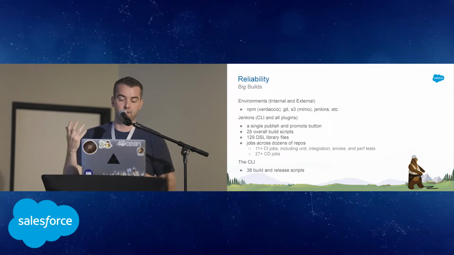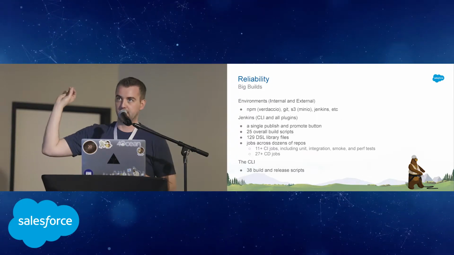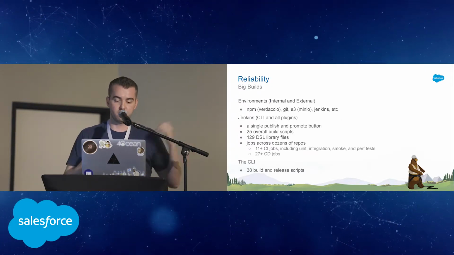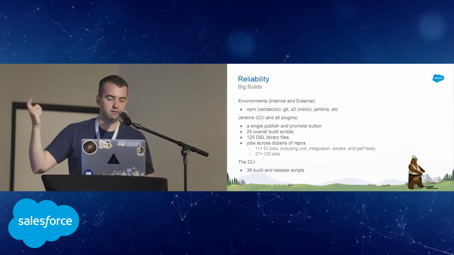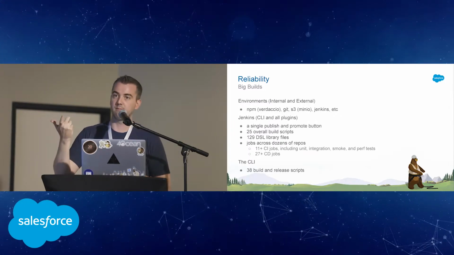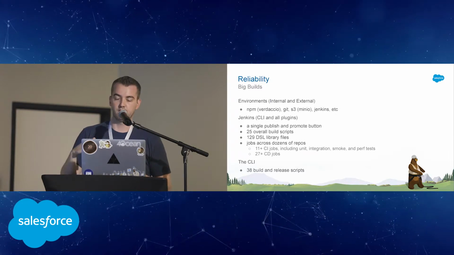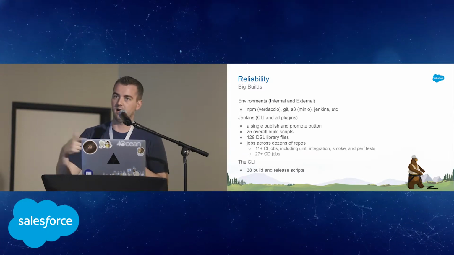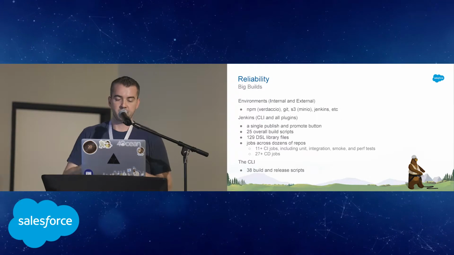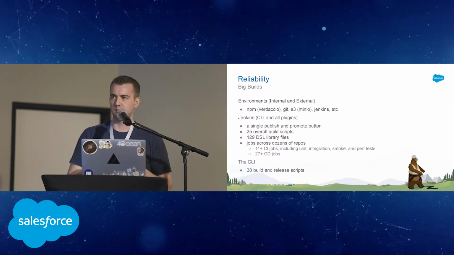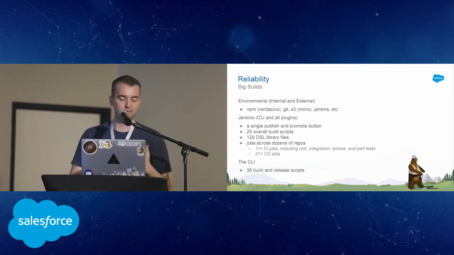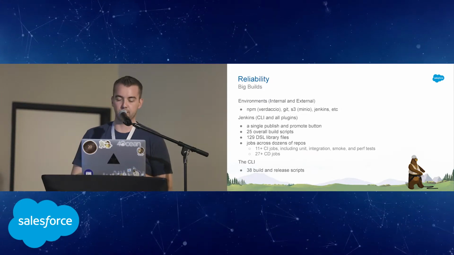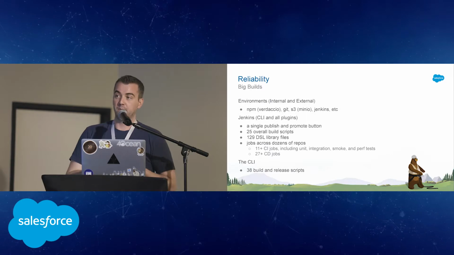We have our Git. Salesforce has our public Git as well as an internal Git server. For S3, we host all of our build artifacts on S3, and so we use an internal one. We use the Minio library to host an internal one so that we can test all of our publishes to S3. We use Jenkins for everything. This may be more information than you guys care about on builds, but I think it's pretty interesting because the stuff evolves pretty quickly. So we have a single publish and promote button.